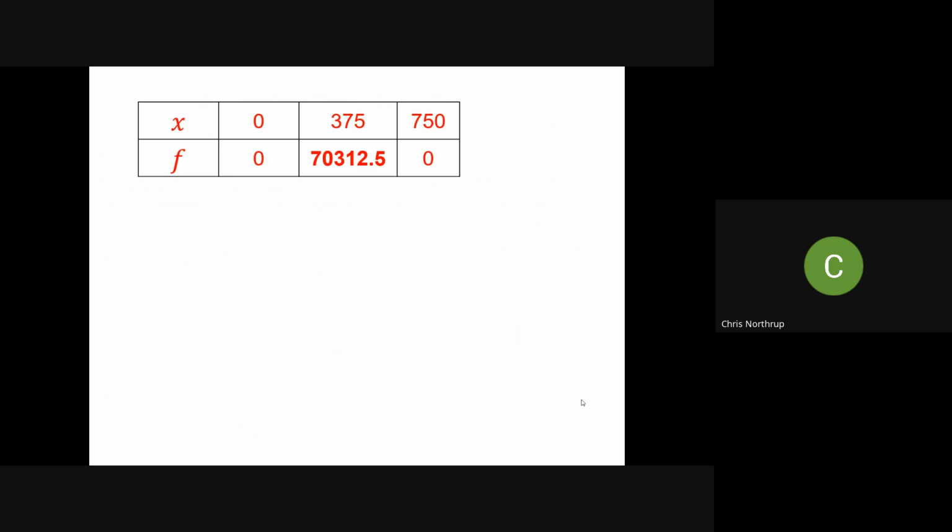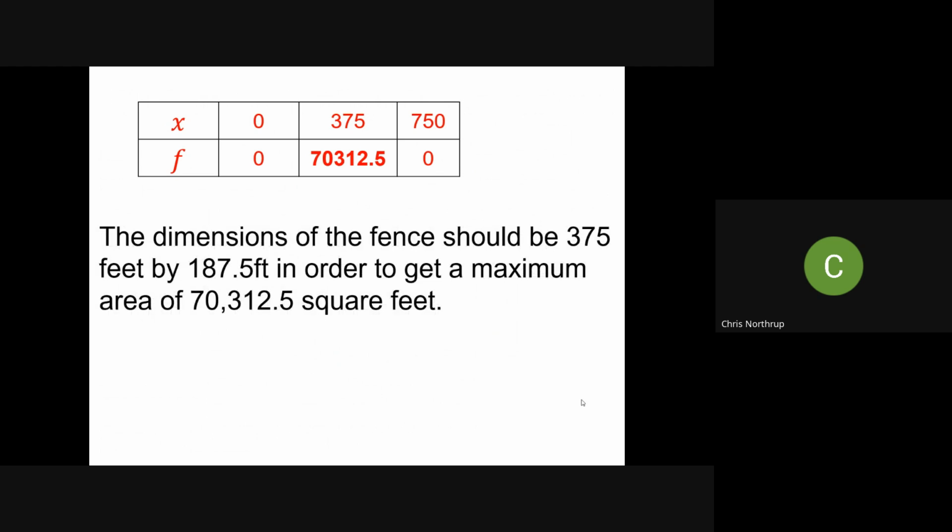Sometimes you don't have an interval. Sometimes you have to just do the first derivative test. Every problem is just a little bit different. So it looks like clearly having 375 as the length opposite of the wall is going to give me the most area there. So I would figure out what the other two sides have to be. So if you work that out, you should get 187.5 because 750 minus 375, take that and divide by 2.